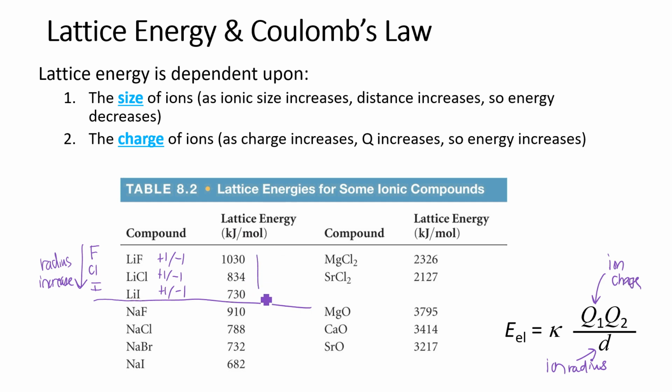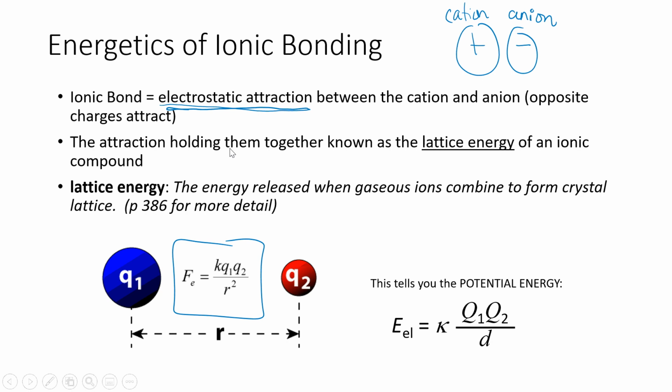And I think I skipped over actually explaining what lattice energy is. Let me go back a slide. So the lattice energy is basically describing the attraction between the ions. This is the technical definition: it's the energy released when the ions combine to form a crystal lattice. Basically, you think of the lattice energy as the attractive force between the two ions.